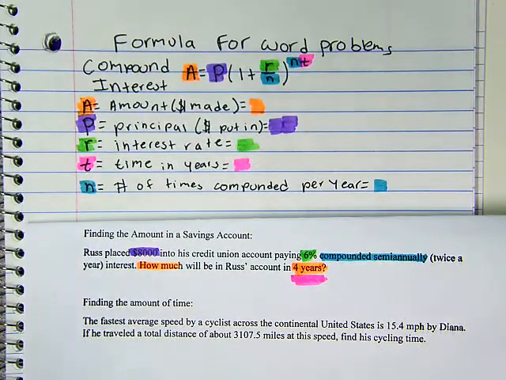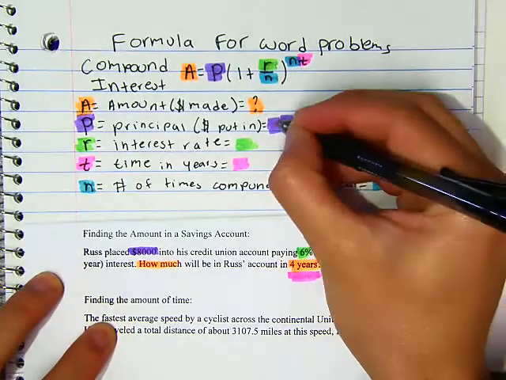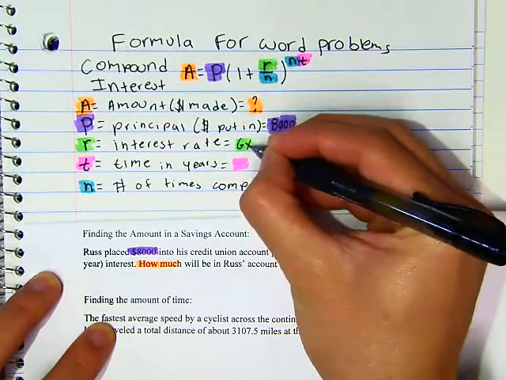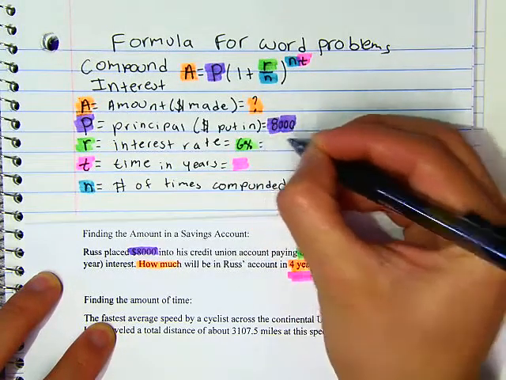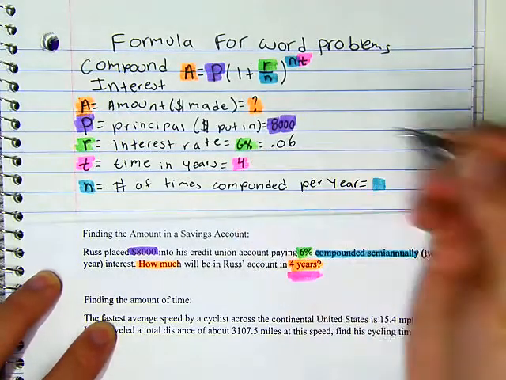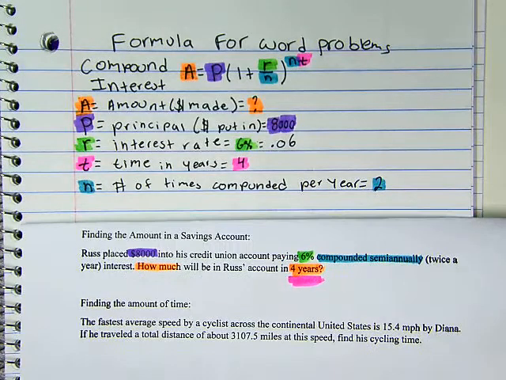So we plug that into the formula. We're going to get a question mark for A. We know $8,000 is how much we put in, 6%, or 0.06 as a decimal, 4 years, and it's compounded semi-annually, or twice. So from there, we can just straight plug it into the formula.